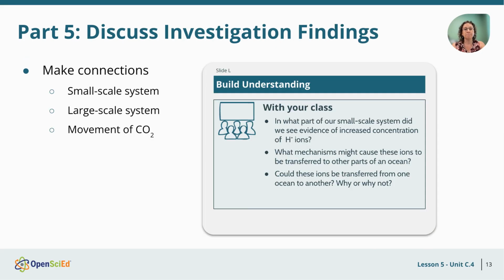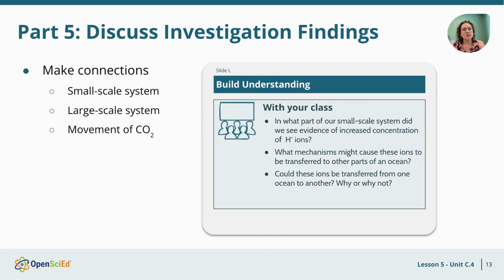The point of the discussion in Part 5 is to make connections between the small-scale and the large-scale systems. In Part 2, you will have mapped the parts of the investigation setup to the class consensus model. In the tips section, I'll show you the lab map poster that I made for that purpose. I would make sure to have it handy here as well to help you facilitate this discussion.